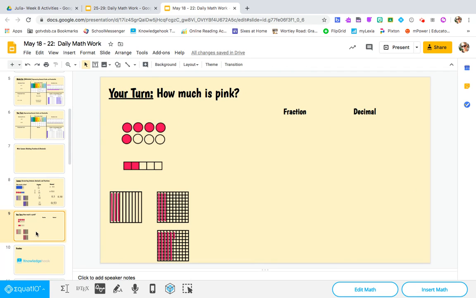Here's your chance to practice converting between fractions and decimals, working in tenths and hundredths. Good luck, everybody. I know you'll do fabulous.